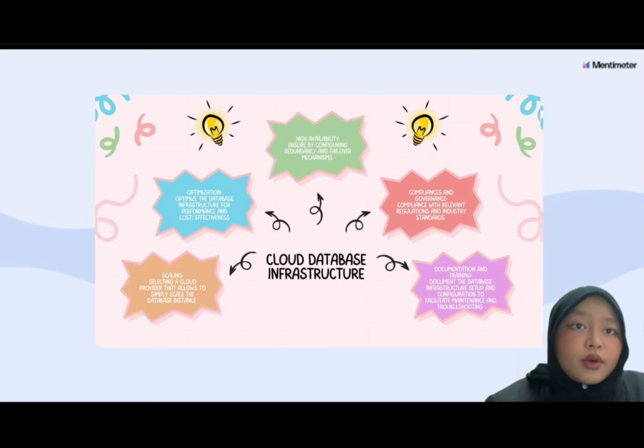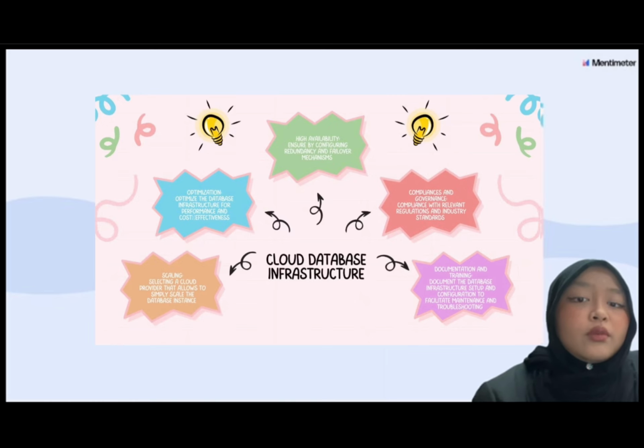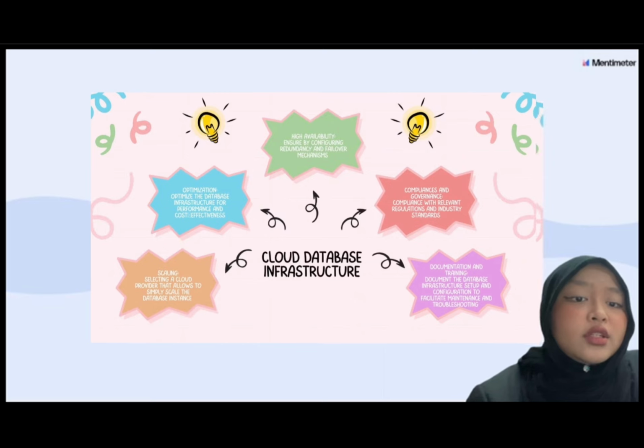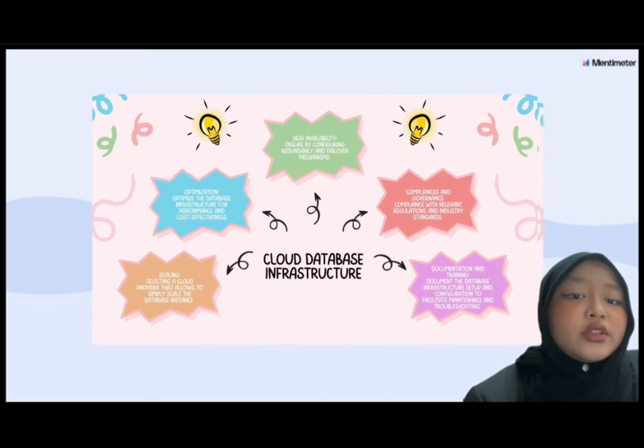Number 5 is monitoring and alerting, where we have to set up monitoring and alert systems to keep track of the database performance and health. This will include metrics such as CPU usage, memory usage, disk I/O, and query performance. Moving on, number 6 is scaling, which is to plan for scalability by selecting a cloud provider that allows you to simply scale your database instance as your requirements change.